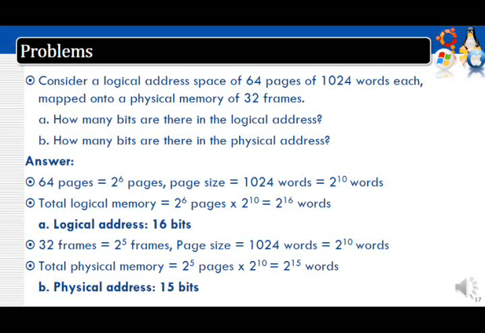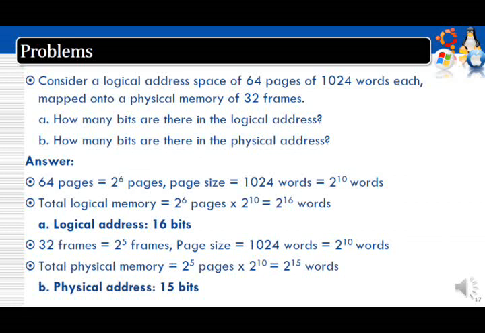So whatever value you are getting as the power value for 2, that is the number of bits in the logical address or physical address. Corresponding to the logical address, you got the value as 2 power 16. So the number of bits in the logical address is 16 bits. Now the second part is you have to find the total number of bits in the physical address.